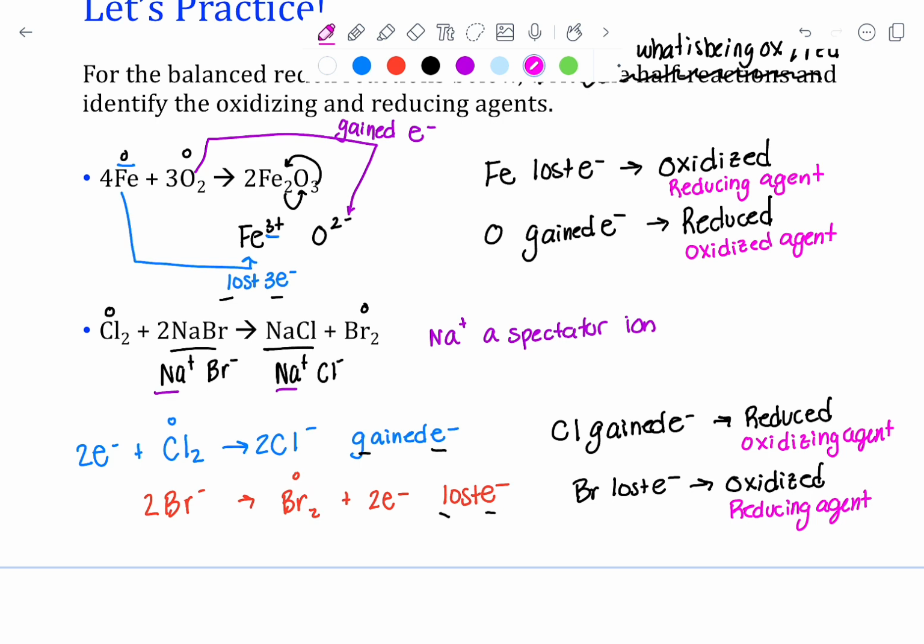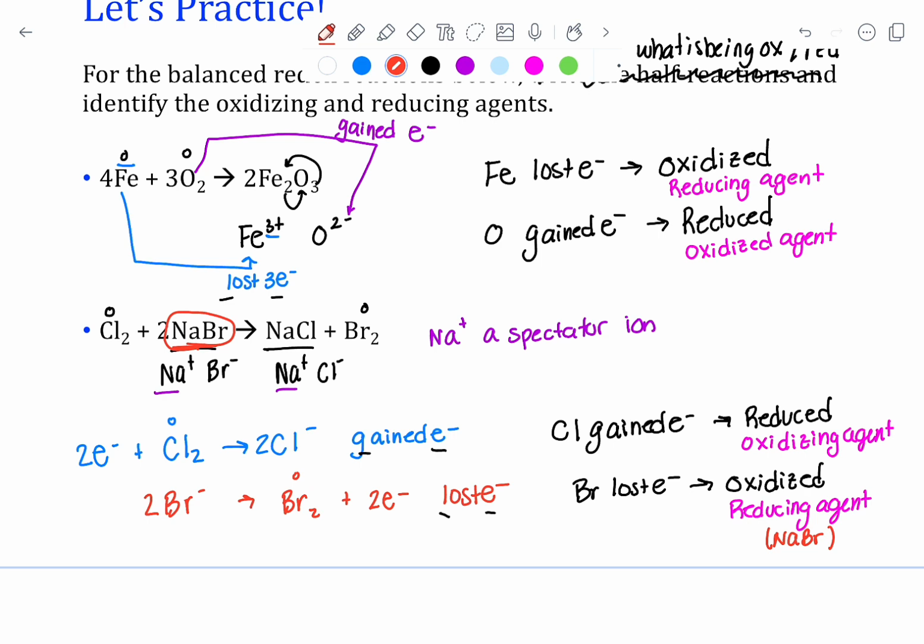To clarify one point specifically for your ALEKS homework, I do believe that when they ask you to identify the oxidizing agent and the reducing agent, since Br is what's being oxidized and therefore is the reducing agent, the entire compound of NaBr would be considered the reducing agent. So they're looking for the full formula of where that came from. So since Br minus came from NaBr, the reducing agent would be NaBr.